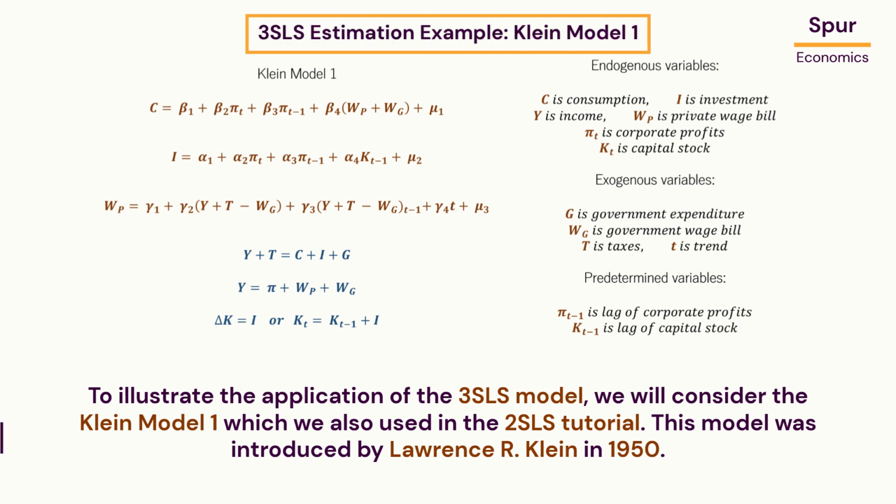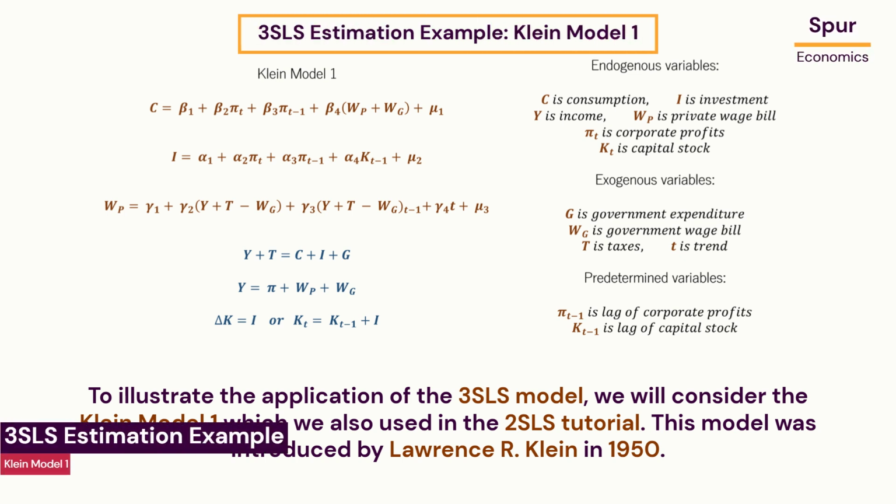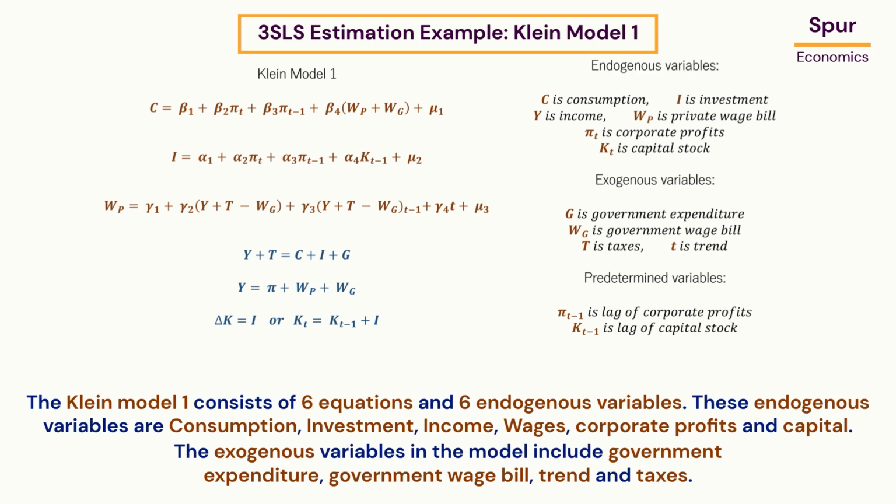To illustrate the application of the 3SLS model, we will consider the Klein Model 1, which we also used in the 2SLS tutorial. This model was introduced by Lawrence R. Klein in 1950. The Klein Model 1 consists of 6 equations and 6 endogenous variables. These endogenous variables are consumption, investment, income, wages, corporate profits, and capital. The exogenous variables in the model include government expenditure, government wage bill, trend, and taxes.